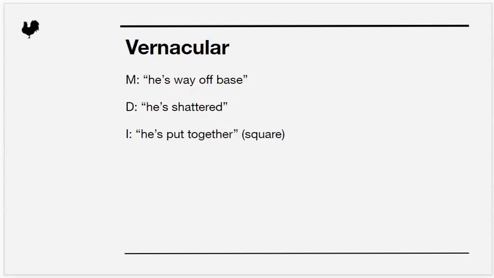Okay. And then you also see DIM in our vernacular. M is he's way off base. D is he's shattered, just can't put himself together. And I is, hey, he's a put together guy. He's a square, as we use that word and how it was typically meant, is he has, in a sense, of quaternity. He has like the four parts of his character combined well.